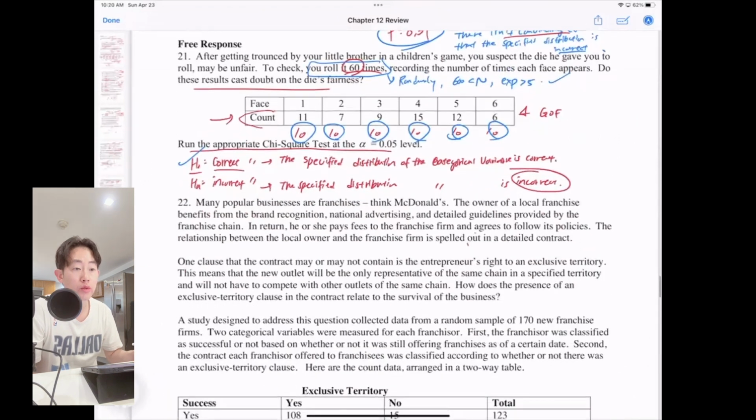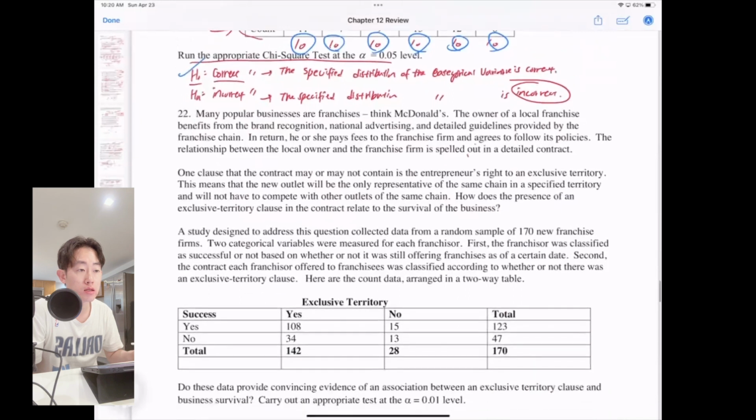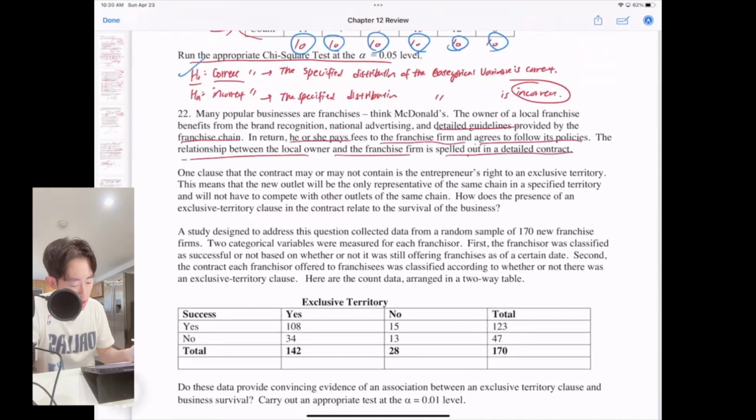Number 22. In many popular business franchises, think McDonald's, the owner of a local franchise benefits from the brand recognition, national advertising, and detailed guidelines provided by the franchise chain. In return, he or she pays fees to the franchise firm and agrees to follow its policies. The relationship between the local owner and the franchise firm is spelled out in a detailed contract.